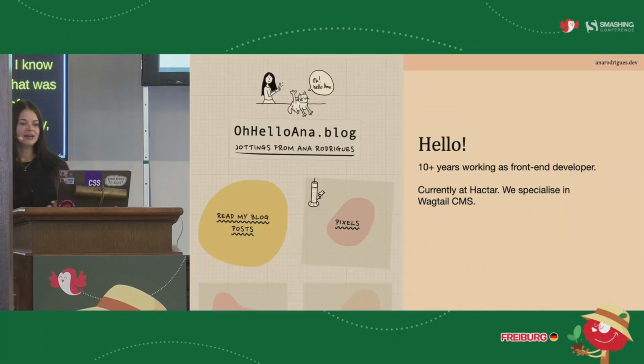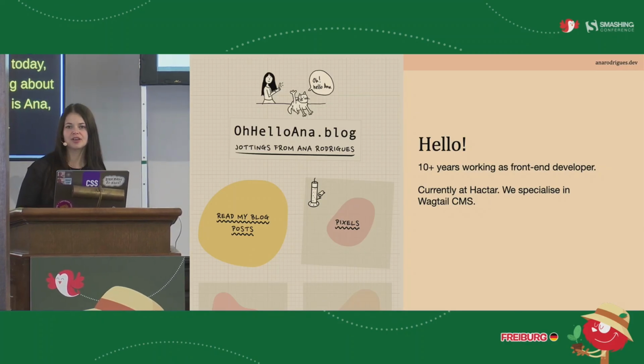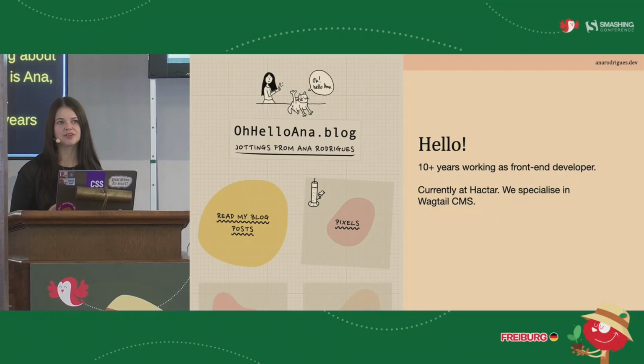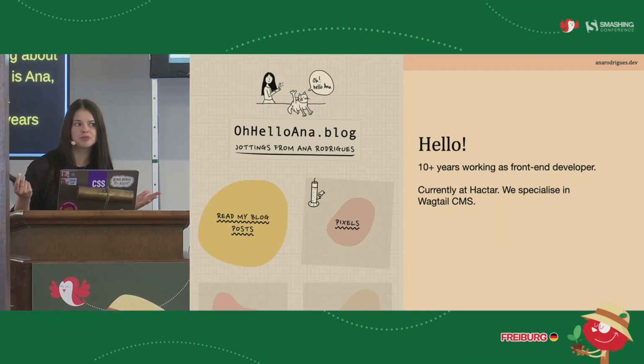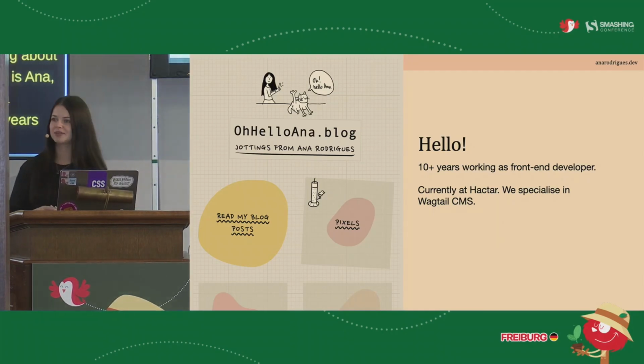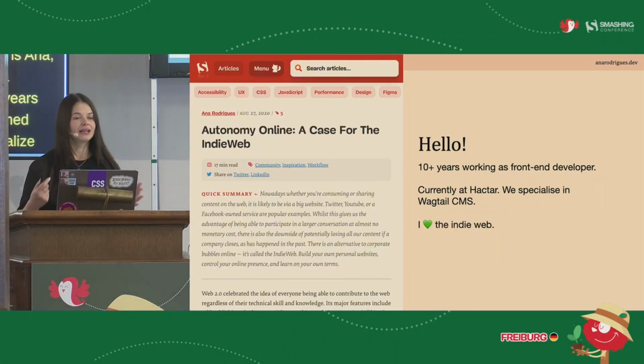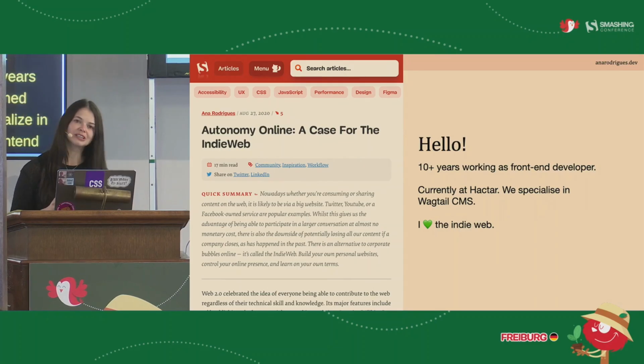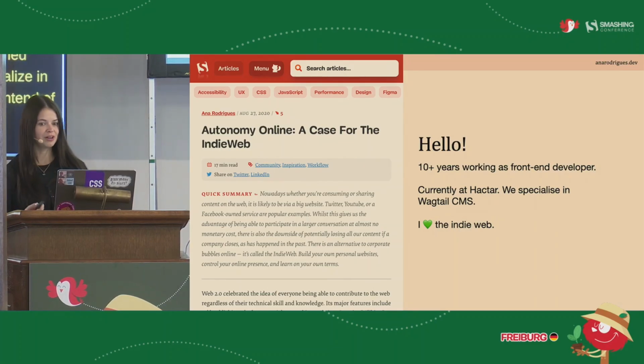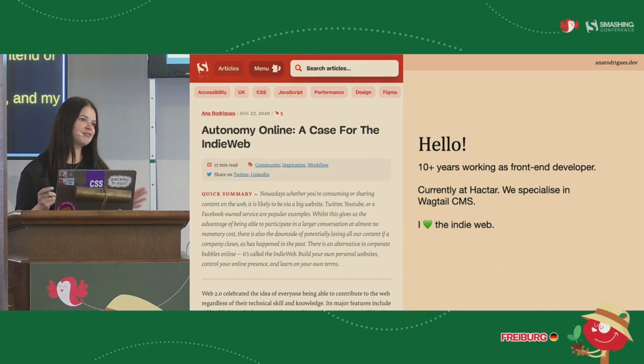My name is Anna, and I've been working as a front-end developer for at least 13 years, and I'm currently at Hacktar. We are a tech for good agency, and we dedicate ourselves to charities and other projects that we deemed to be good for society, and we specialize in Wagtail CMS, but I work on the front end of it. And I love the indie web, and my life has completely changed since I've built my personal blog. In fact, so much so that at one time I was invited to write about it for Smashing Magazine. And I never miss an opportunity on stage to tell you that you should have your own personal website.